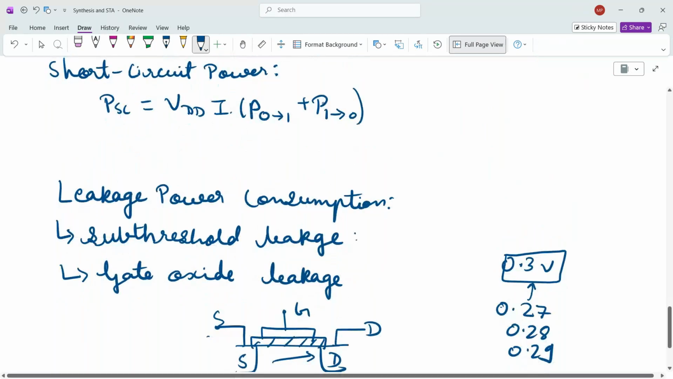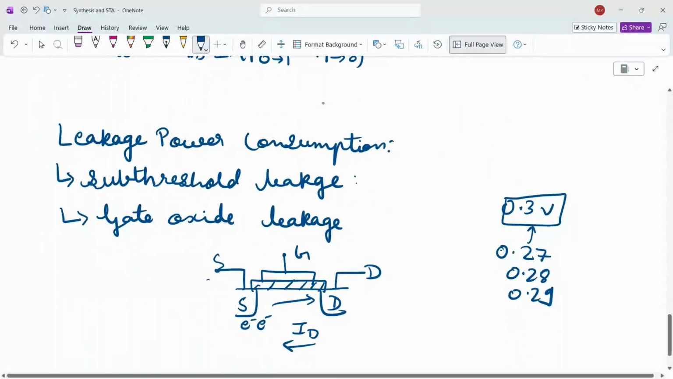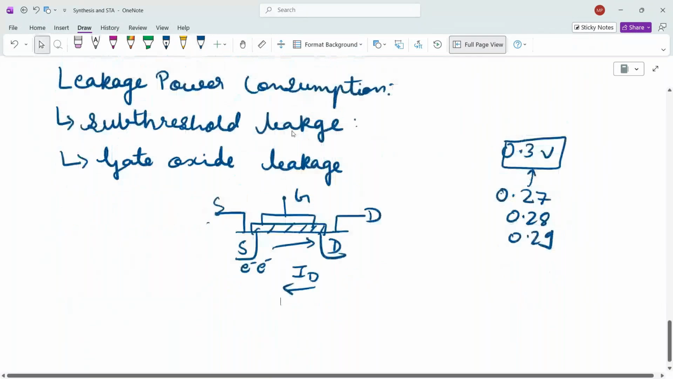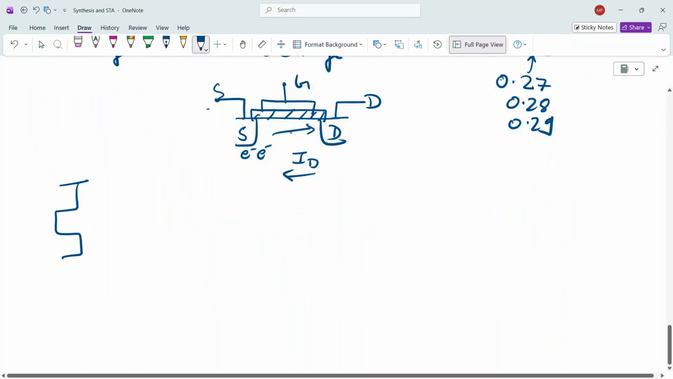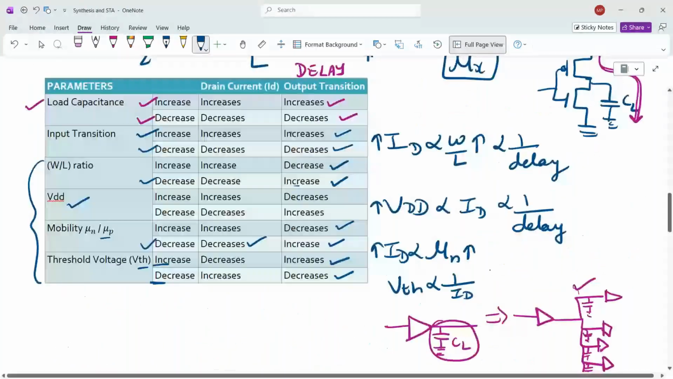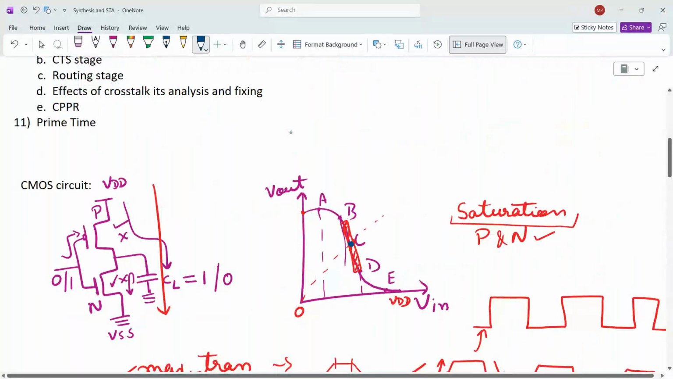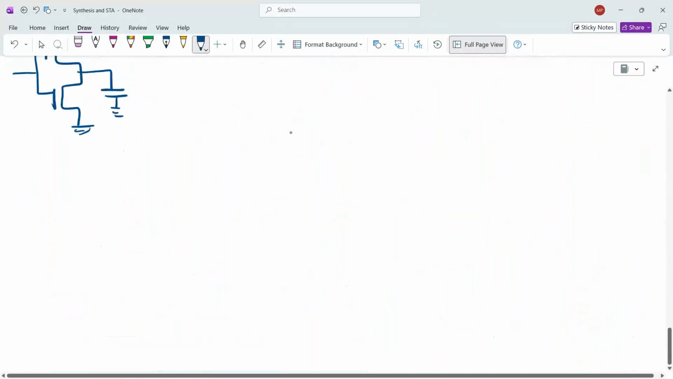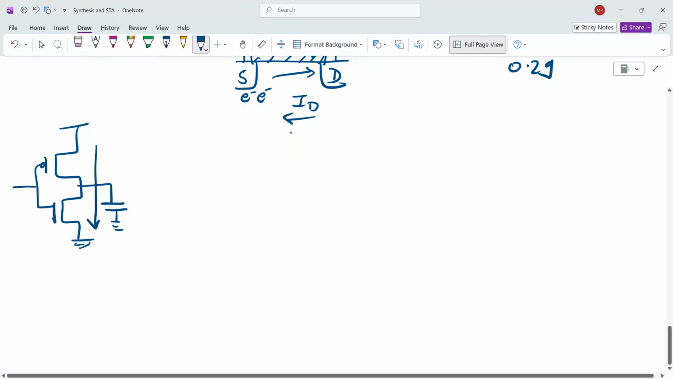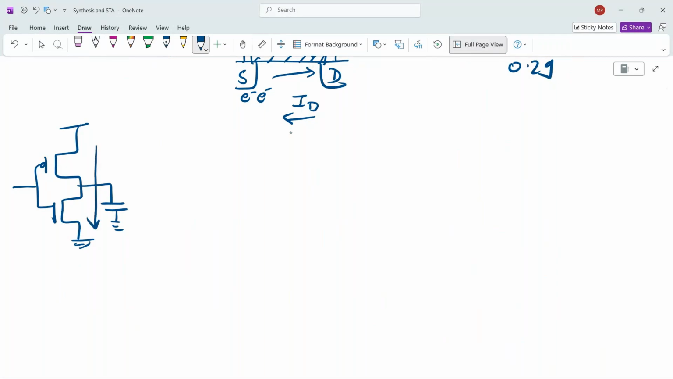Okay, so this is one type of leakage power. Then what is gate oxide leakage power? We have already discussed that when the switching is happening, at point C, here, I'm talking about this, when both PMOS and NMOS are in saturation, direct current is flowing from VDD to VSS.